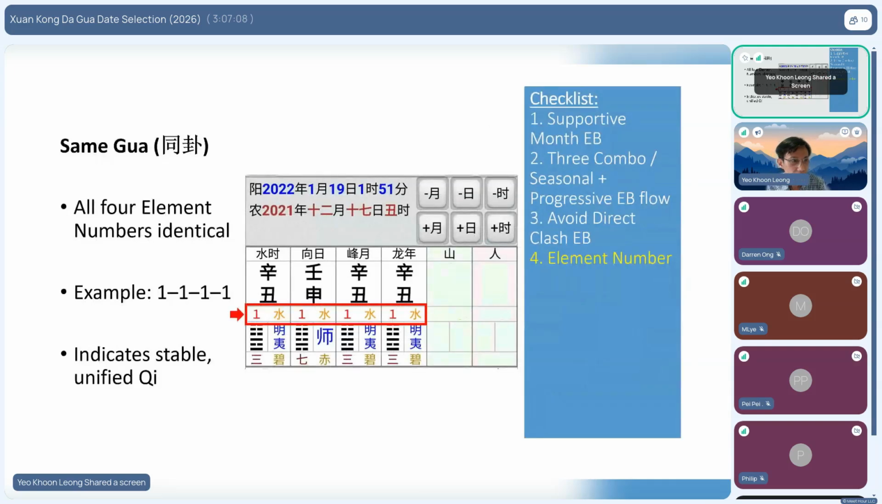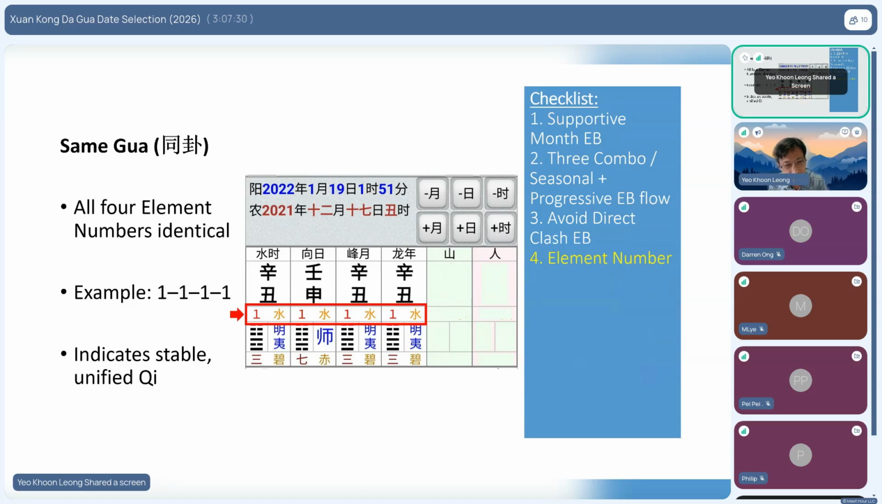Next, okay, second method is called the same qua. This one, very straightforward. If you pick one, then all must be one. If you pick two, all must be two. Or all must be three, all must be four, all the way to 9. Must be the same number for the 4 pillars. This is called same qua.